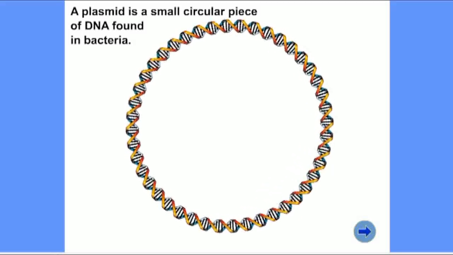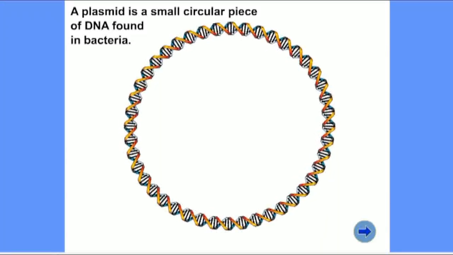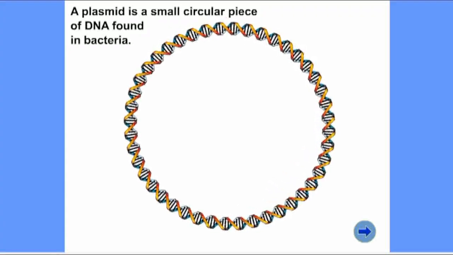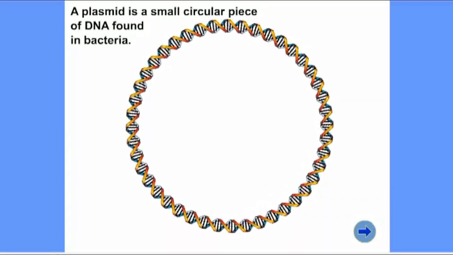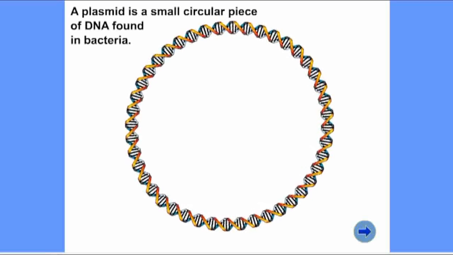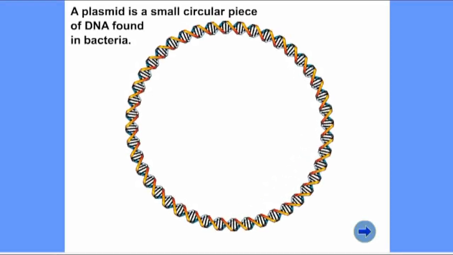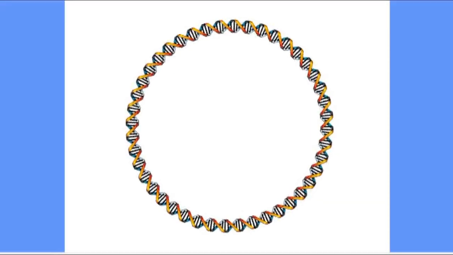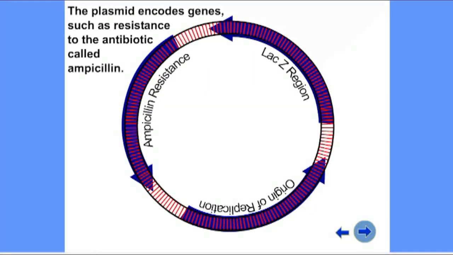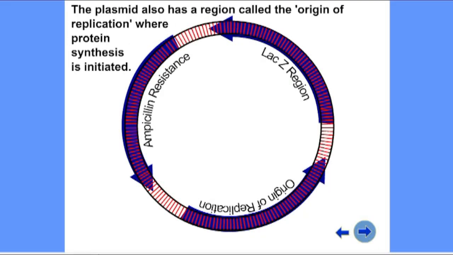So a plasmid is a small circular piece of DNA found in bacteria. So this is a bacterial plasmid, and we'll see what to do with this plasmid, how restriction enzymes work, and how restriction enzymes are helpful to cut the DNA, and how we can incorporate this cut DNA, which is also called a recombinant DNA, into the linear DNA. So see here, the plasmid encodes genes such as resistance to the antibiotic called ampicillin. Here we are having three different regions, out of which the plasmid also has a region called the origin of replication, where replication is initiated. So this is the origin of replication.